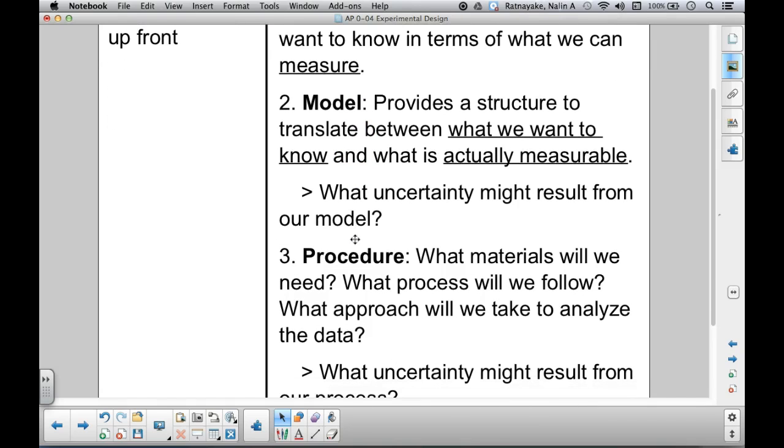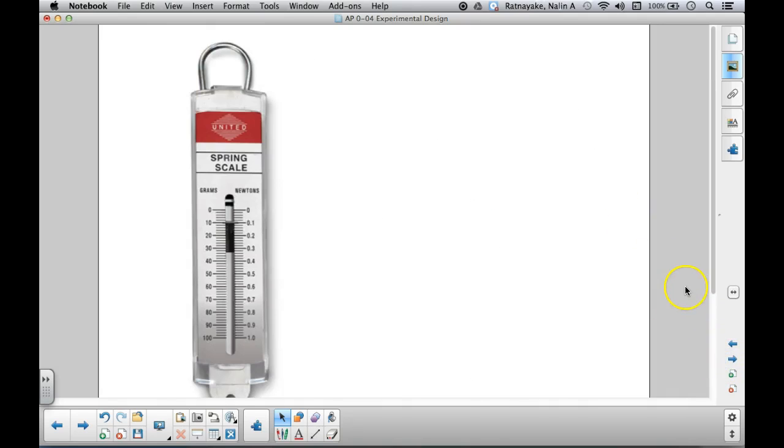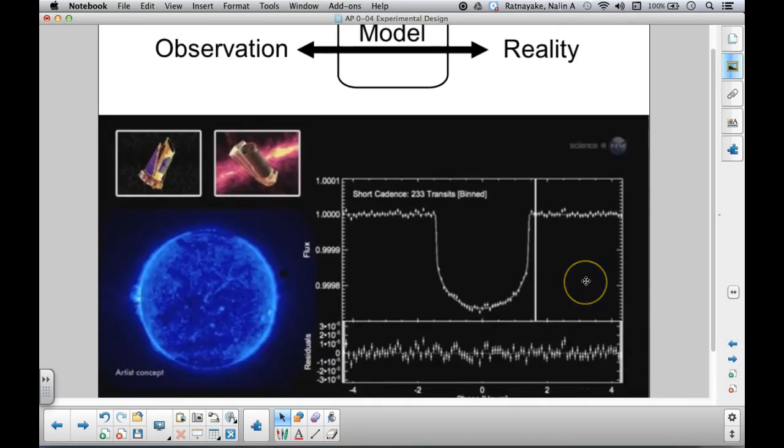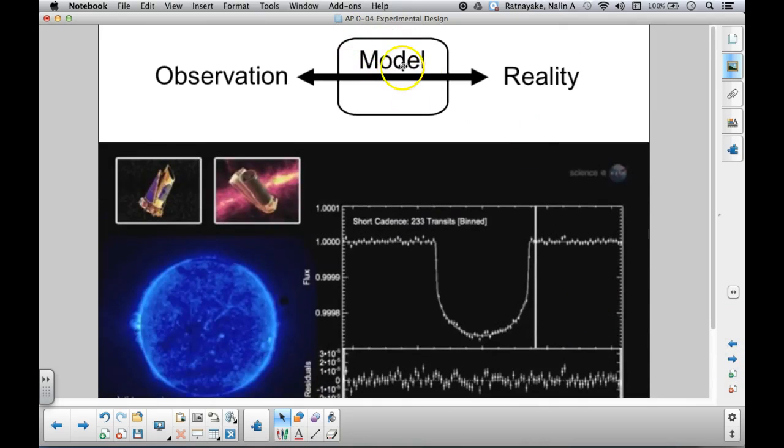The second thing is I need a model. And we talked in class about why we need models. They provide a structure to translate between what we want to know and what is actually measurable. If you recall in class, we talked about how a model mediates between observation and reality. Most of the time we cannot actually measure things we want to know.